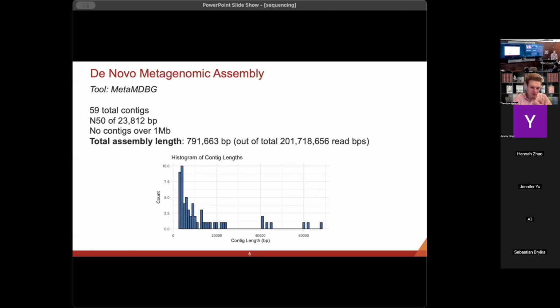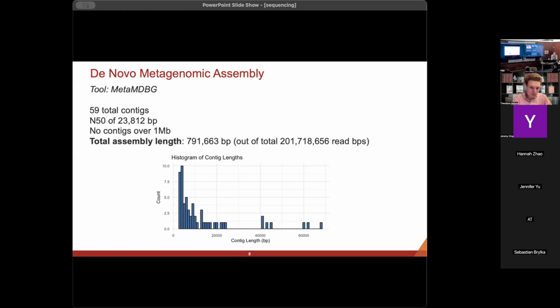The tool managed to identify 59 contigs, and a contig refers to a continuous stretch of DNA sequence that has been assembled from overlapping DNA fragments from all of our reads. They were pretty long, however, no contigs were over 1 megabase, which from what I read is pretty typical for wastewater samples, for metagenomic samples. And as you can see on the histogram of contig lengths, most of them were relatively long.